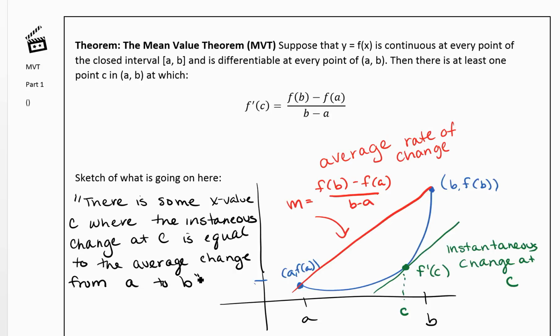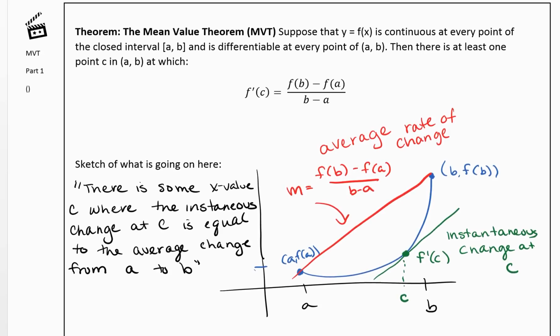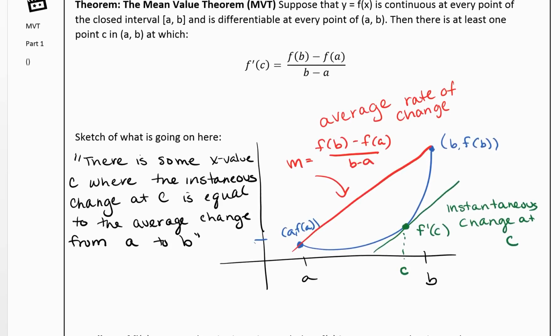Think about even just driving in your car. If you drove for 3 hours and you had gone 180 miles, you would know you were going on average 60 miles per hour. And this is telling you that at some point you would have had to have been going exactly 60 miles per hour. Now, this theorem just tells you that that has to be true, not where to find the C.